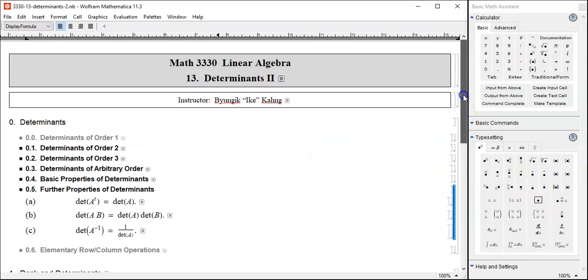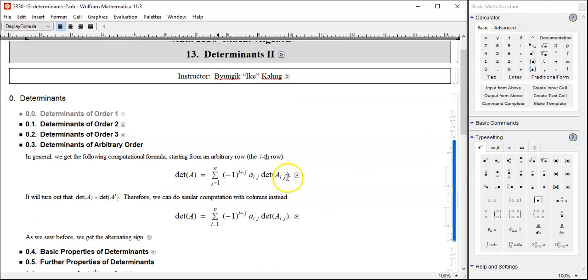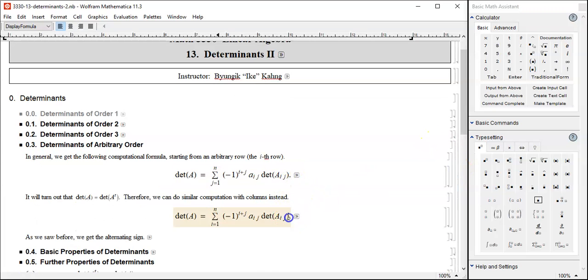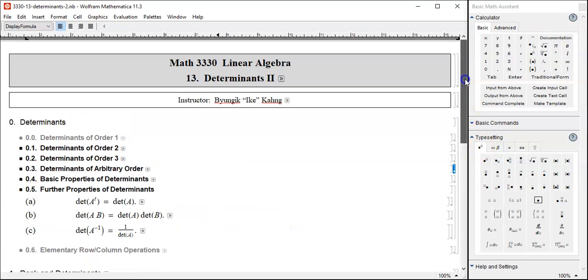Some further properties of determinant. The determinant of transpose stays the same. Yes, that's really obvious because the determinant's computation is equivalent whether I use row or column. So if I switch row and column, rows become columns, columns become rows. In other words, if I take transpose, it will not change anything.